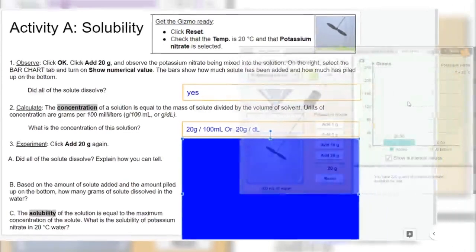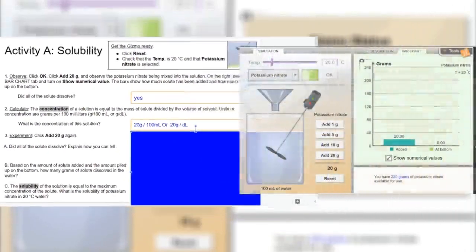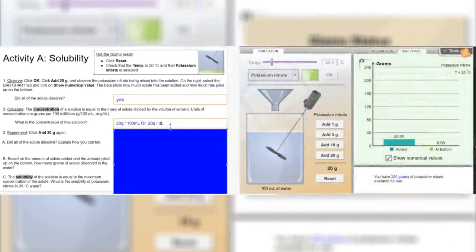Now, it wanted us to add another 20 grams. Did all of the solute dissolve?